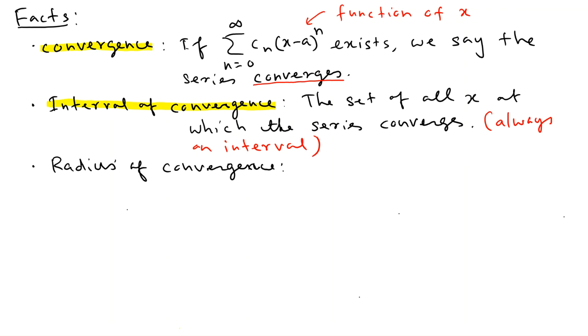The radius of convergence. So what's the radius of convergence? When you write the interval form, you can find how far it is from the center. So that's what we call the radius of convergence. The radius of the interval is called the radius of convergence.